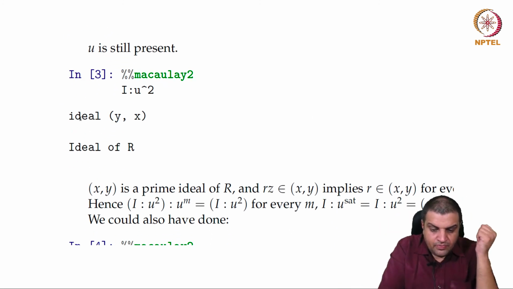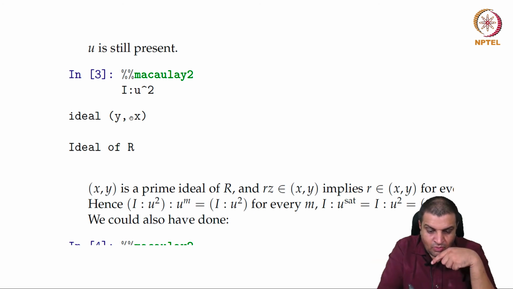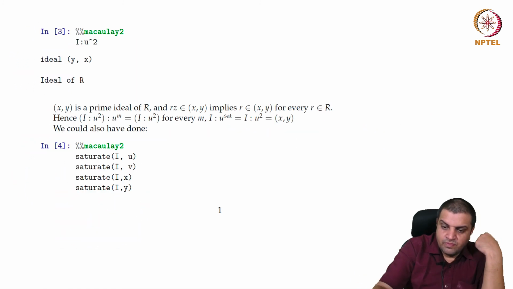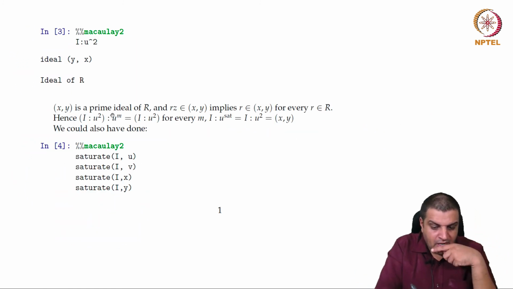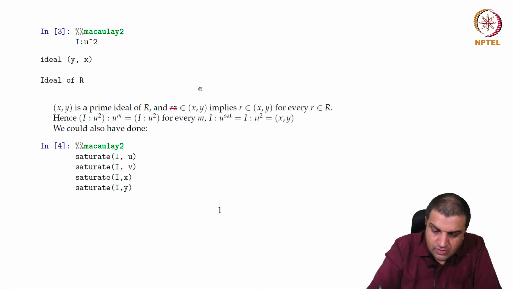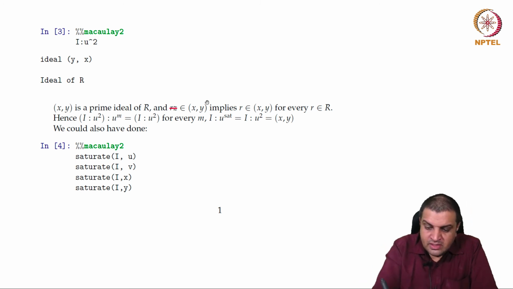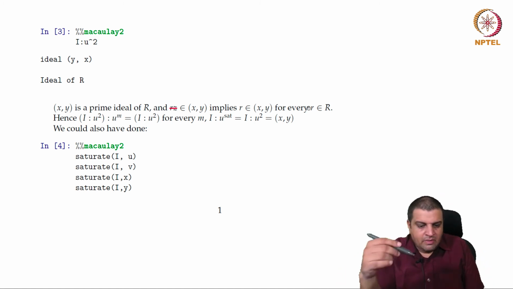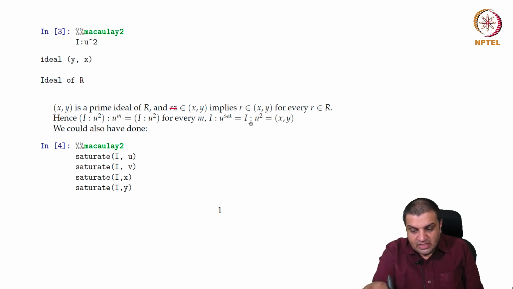Okay, and then we get this output which is (y, x), an ideal of R. So (x, y) is a prime ideal of R, and if R times u is in (x, y), it would say that R itself is in (x, y) for every R in R. So after this, I colon u to the m will be inside I colon u, it will be just I colon u squared for every larger m. So that is the saturation.